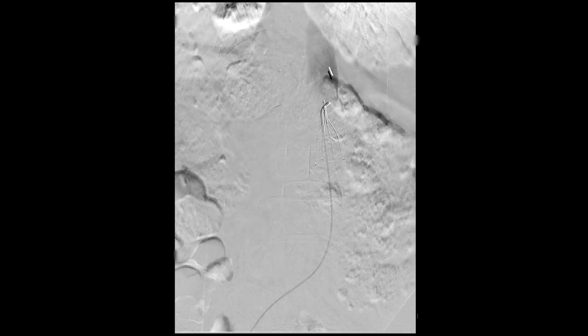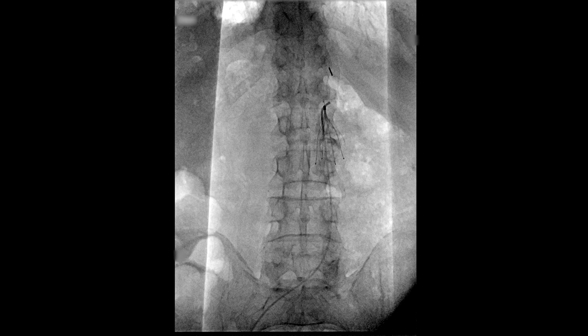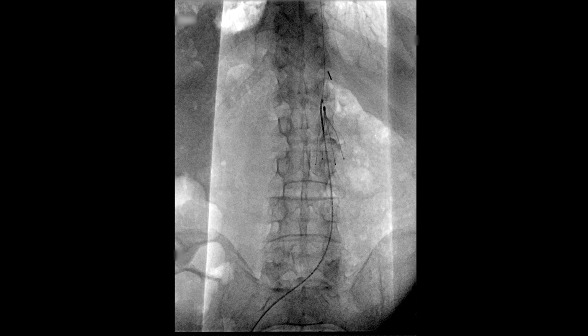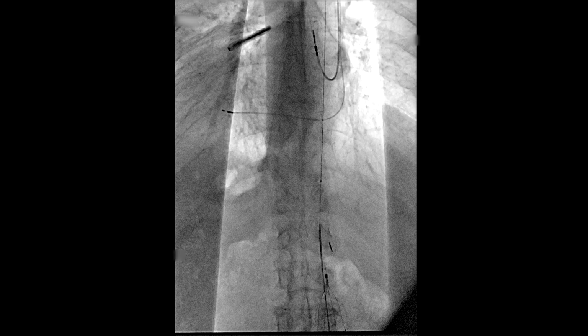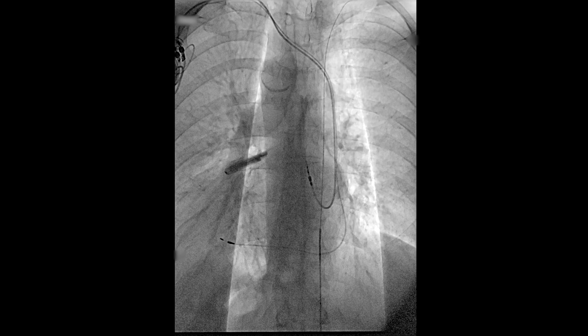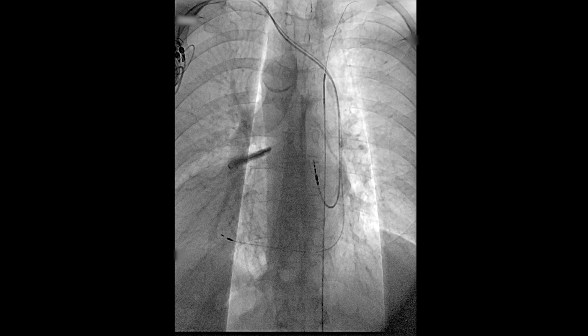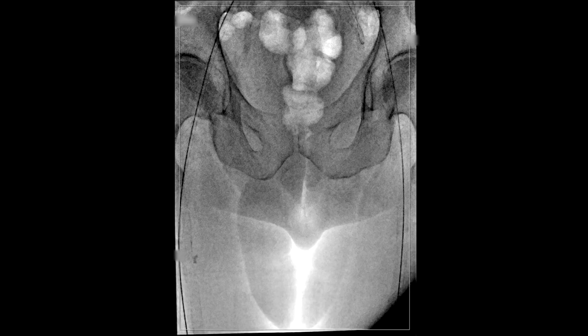After we obtain these images, we then want to get our wire out of the way and establish a rail from which we can now work from the patient's left side. Therefore, we advance our Advantage wire up to the patient's right subclavian vein. This is then chased with our Berenstein catheter, and our wire is then removed in exchange for an Amplatz wire.